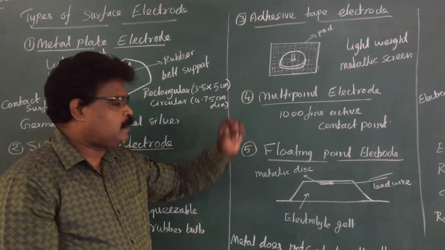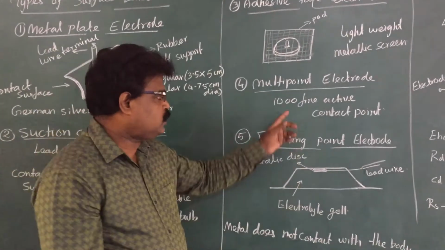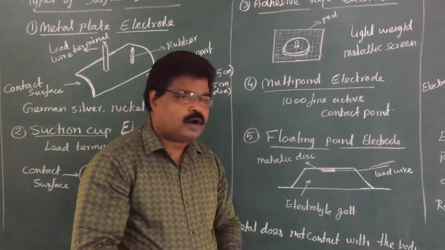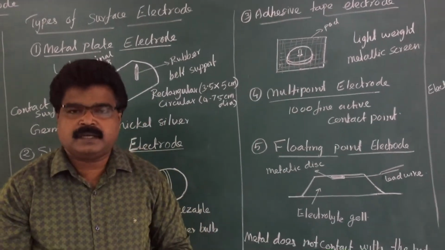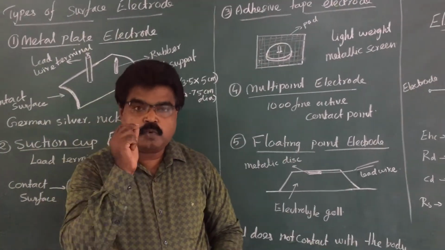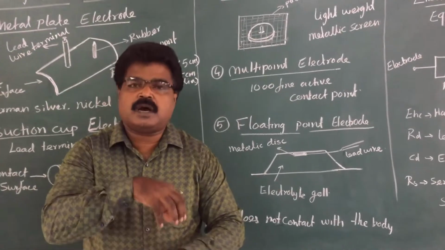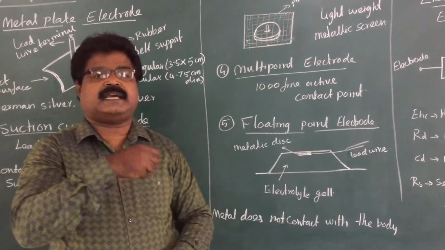Next one is the multi-point electrode. Here 1000 fine active contact points are there in the electrode. This is mainly used for ECG measurement. In the electrode, the 1000 fine contact points will contact the skin to pick up the signal.